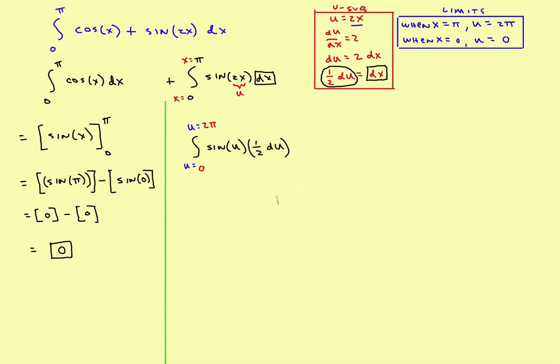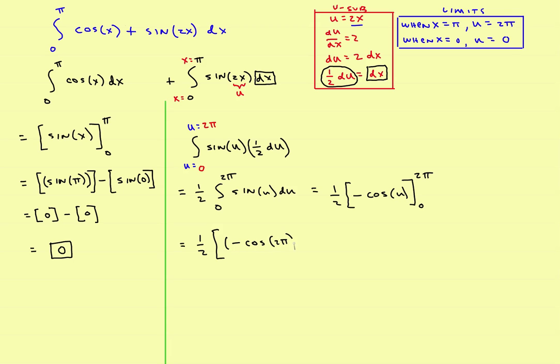So now I'll solve this as a separate problem. First of all, bring the 1/2 out in front. So 1/2 the integral from 0 to 2 pi of the sine of u du. And that will be equal to 1/2 the antiderivative of the sine, which is the negative of the cosine of u, evaluated from 0 to 2 pi. Okay, go ahead and plug in the top number. So this will be the negative of the cosine of 2 pi minus the negative of the cosine of 0.